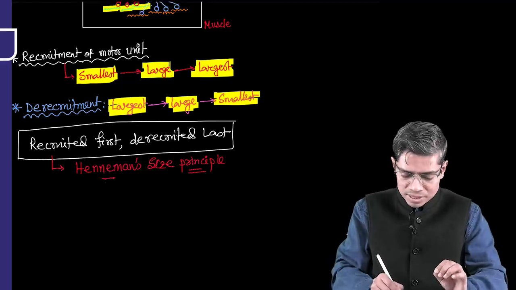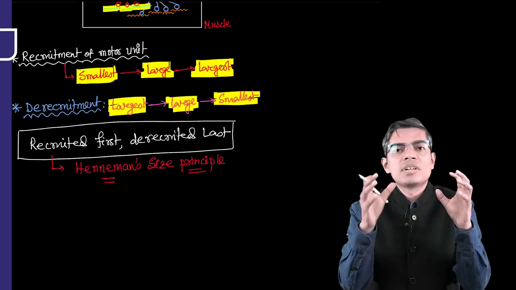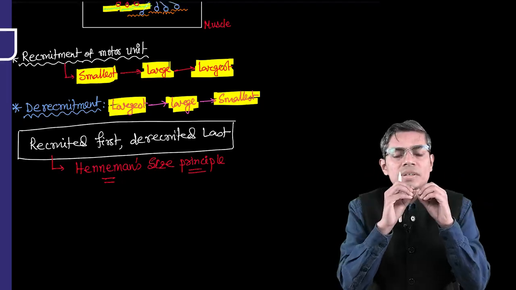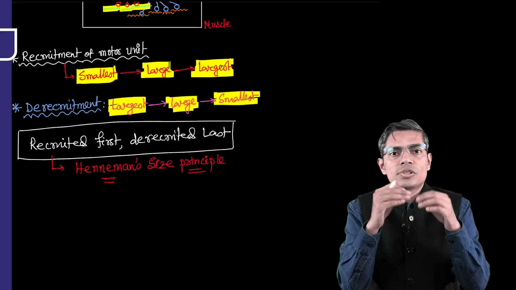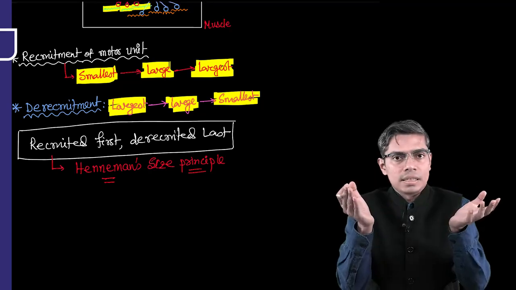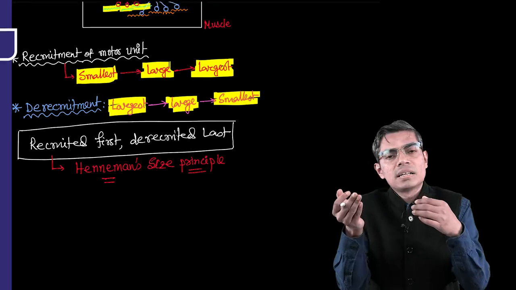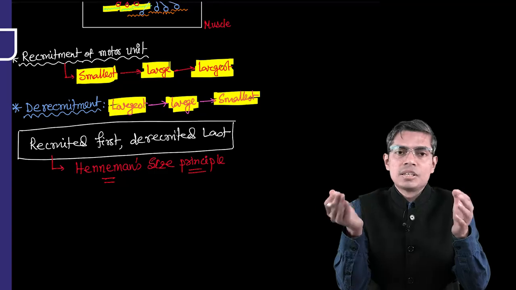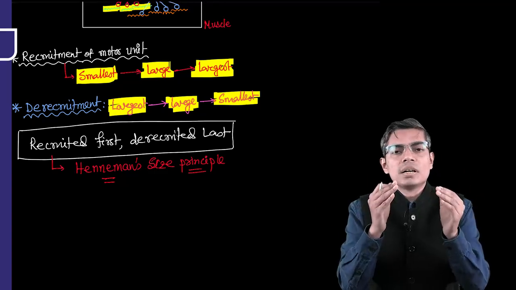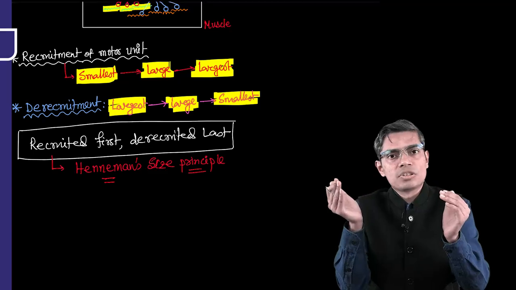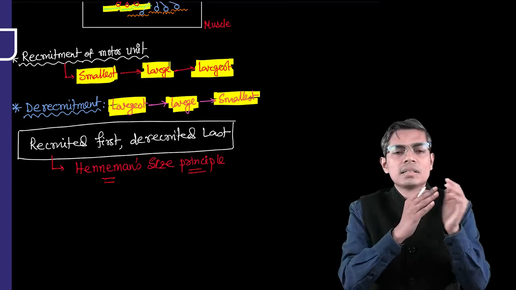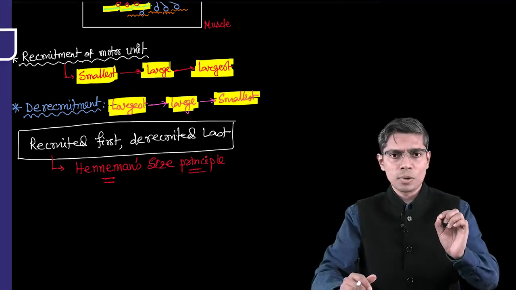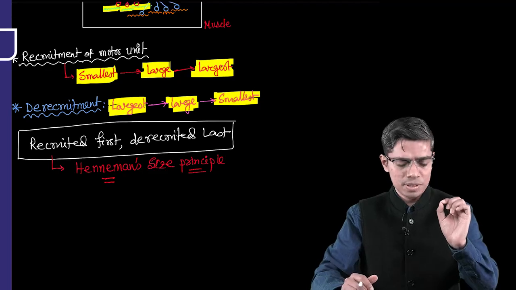So Henneman for the first time told that at the level of the spinal cord, suppose you have thousands of motor units, the body will try to activate the smallest motor unit first. If your job is done, then nothing. If your job is not done, then the larger motor unit followed by the largest motor unit is going to be activated. During de-recruitment, you have to give relaxation to the largest motor unit first, followed by the smaller and the smallest. So this is known as the Henneman size principle. Very very important, very crucial for your MCQ purpose, remember.